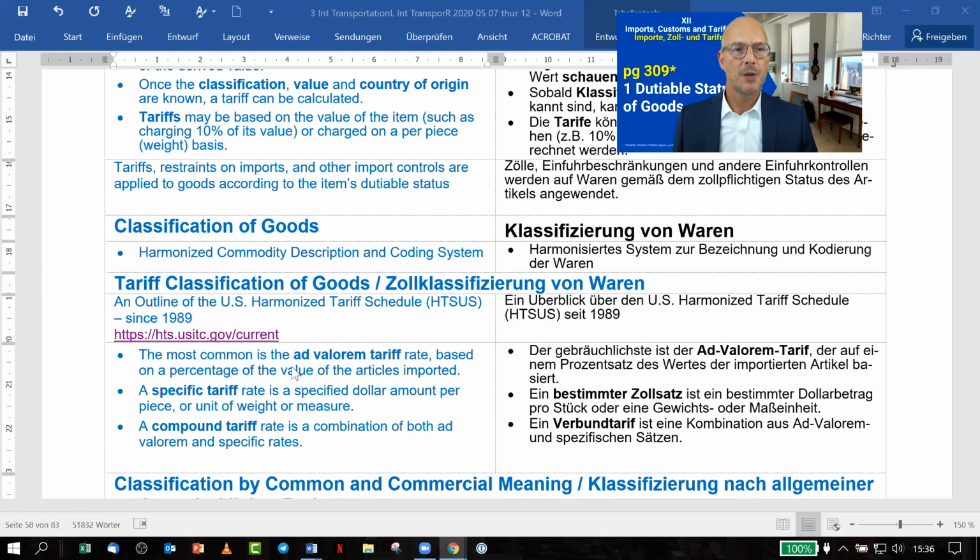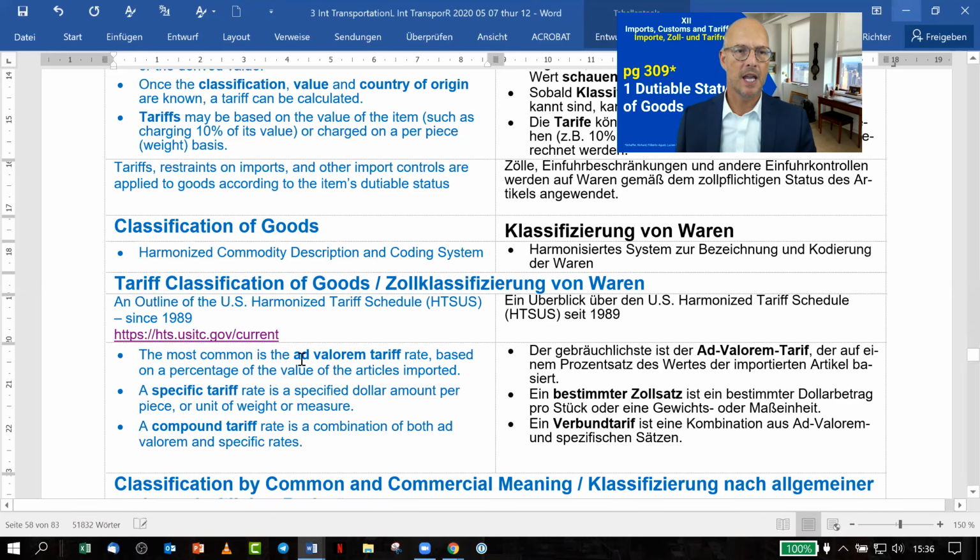Good. So the most common method to make a tariff classification is, of course, the ad valorem tariff. This is a percentage of the value of the articles imported. You have seen this, 6.5. Sometimes you have a specific tariff rate. This is sometimes a dollar amount per piece or per unit, or of weight or measure. And sometimes you have a compound tariff, a combination of both ad valorem and specific rates.